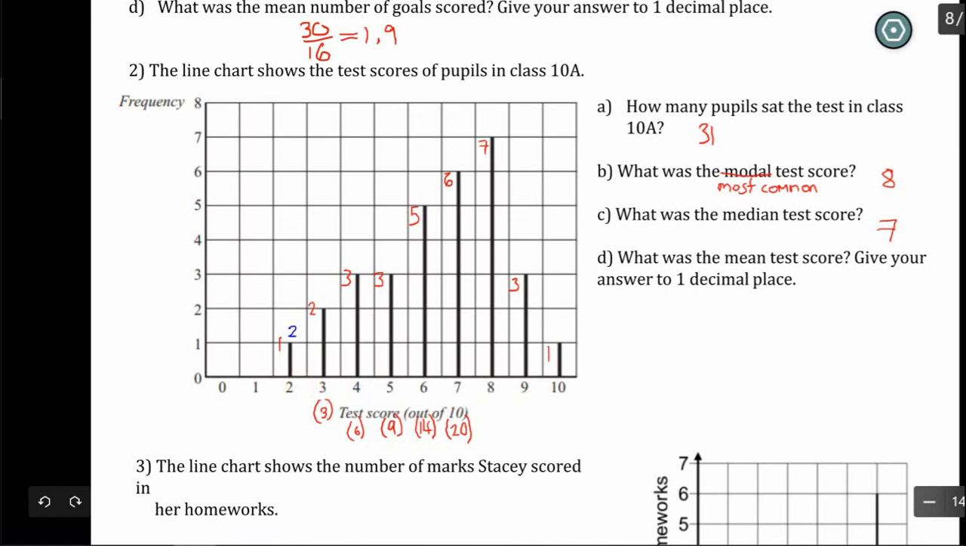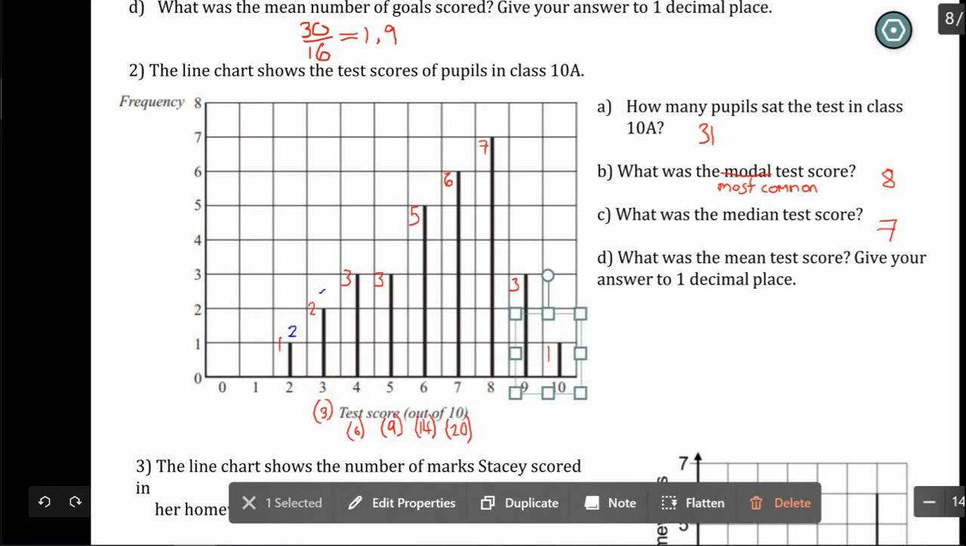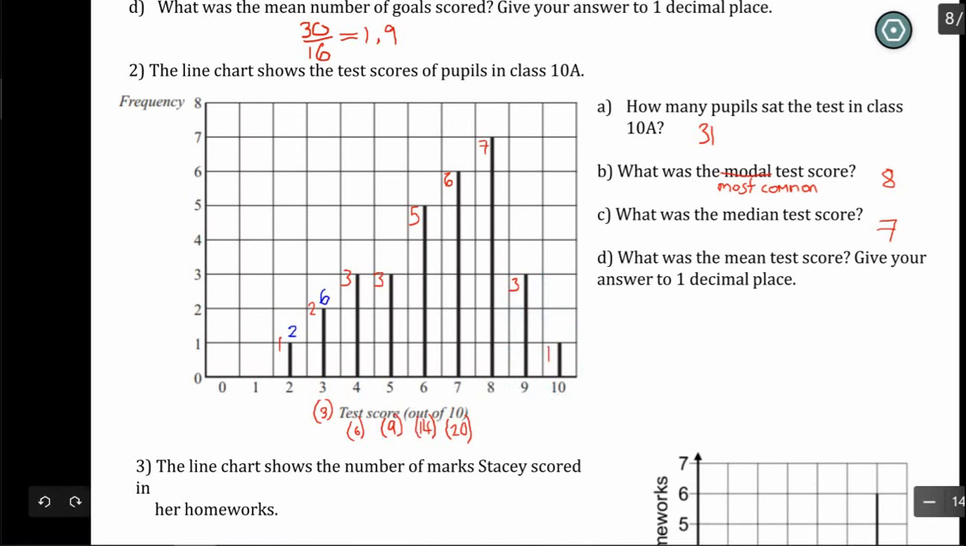That's 2. If 2 people got a score of 3, then that's a total score of 6. So I'm multiplying these numbers together: their test score by the frequency. 3 people scored 4, so that's a total score of 12. 3 people scored 5, so that's a total of 15. 5 people scored 6, that's a score of 30. 6 people scored 7, so 42. 7 scored 8, so that's 56. 3 people scored 9, so that's a total score of 27. And 1 person scored 10.